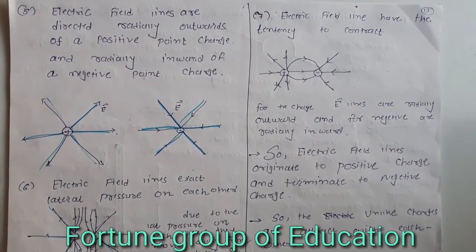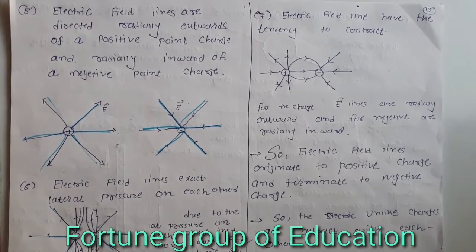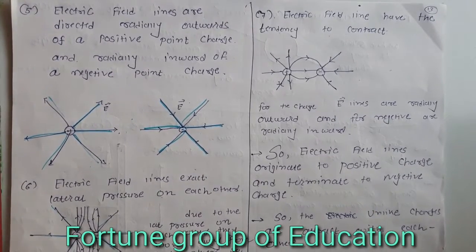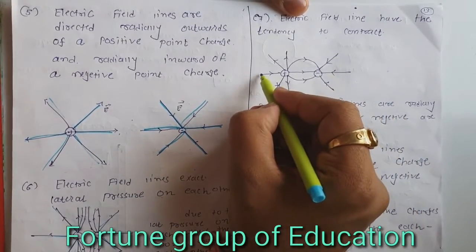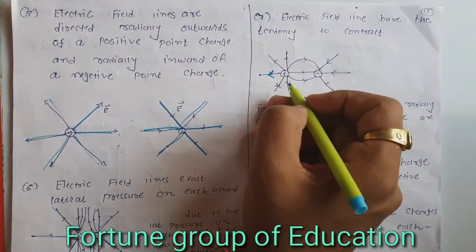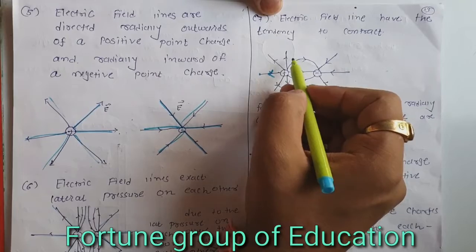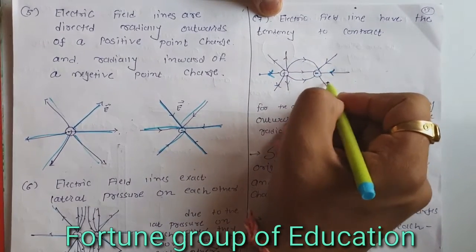Property number 7: electric field lines have a tendency to contract. A tendency to contract means they attract each other, we can also say. Here we can take one positive charge and one negative charge. The positive charge has an outward direction, and the negative charge has an inward direction.